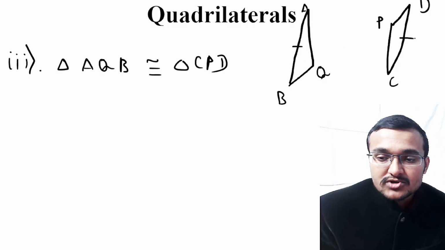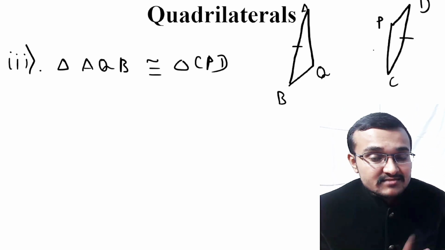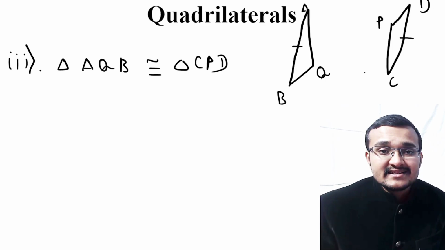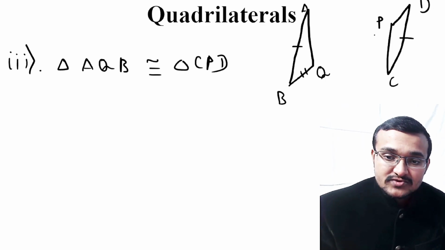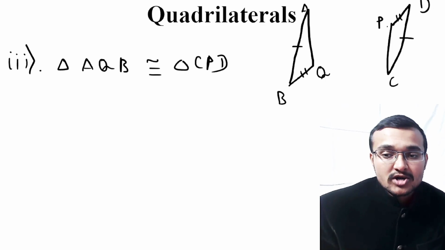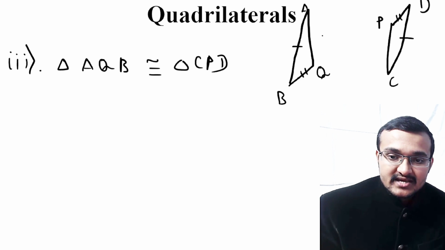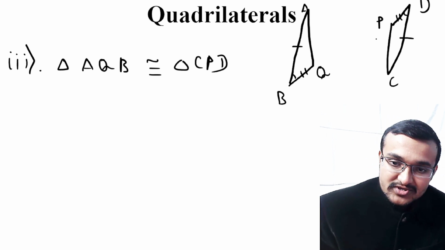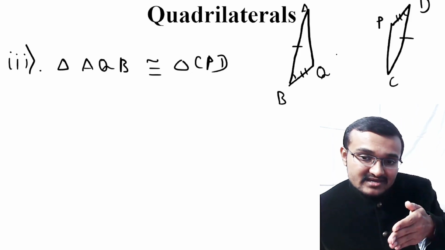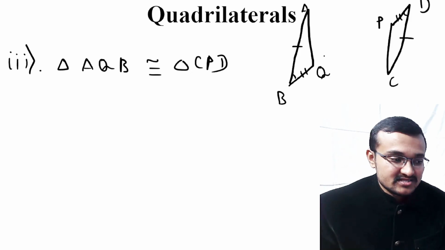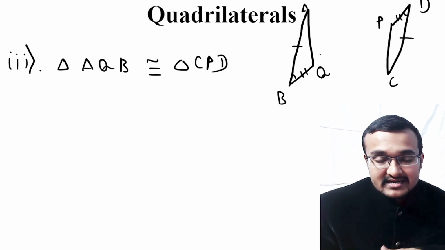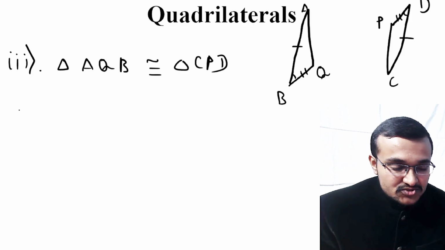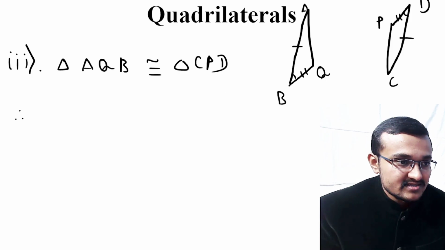Here we know AB will be equal to CD because opposite sides in a parallelogram are equal to each other. And in the question they have already given BQ is equal to PD. And we know that this particular angle and this particular angle will be equal to each other because AB and DC are parallel to each other. Because ABCD is a parallelogram, AB and DC will be parallel to each other. So we can go on writing this.